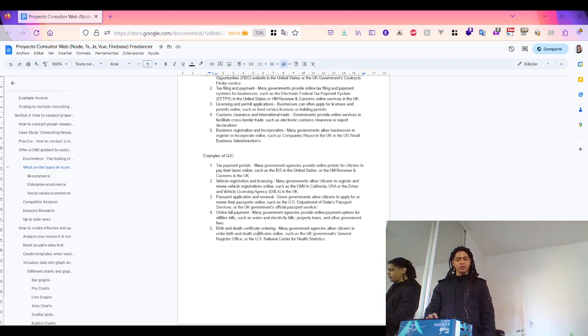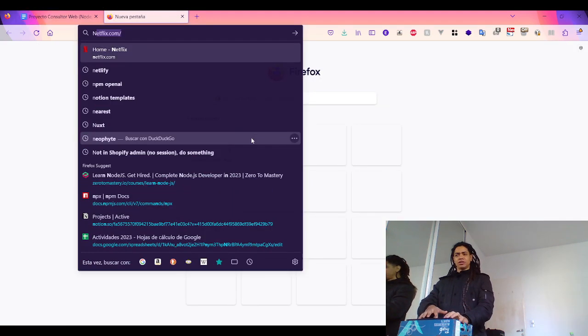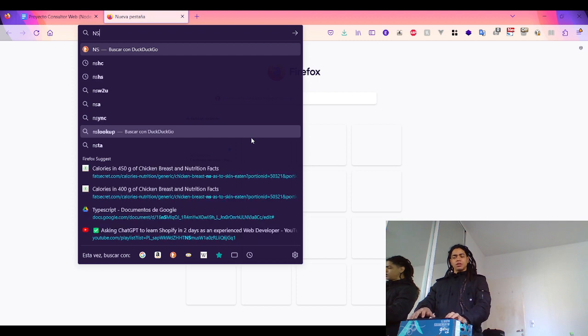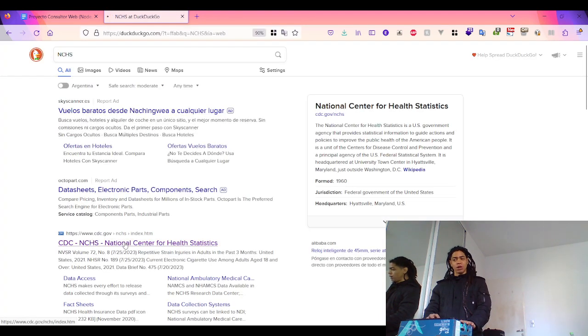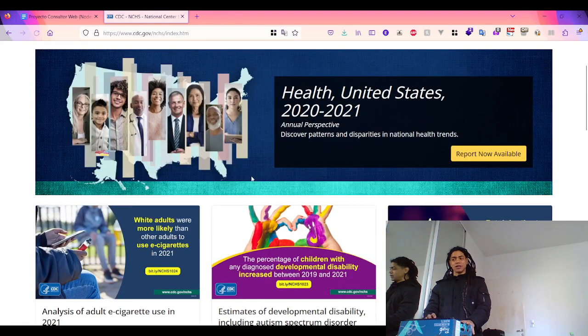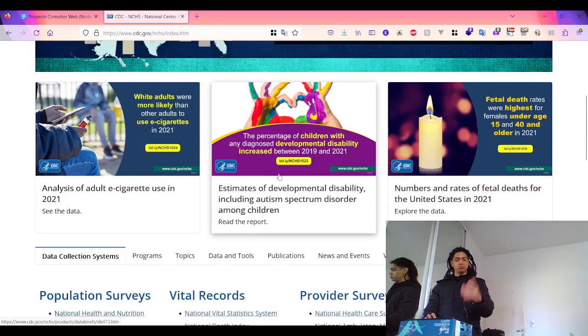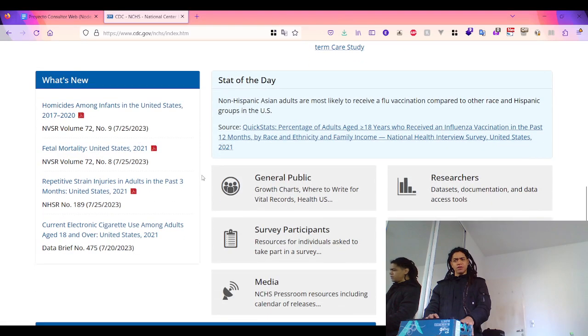This is something very interesting because places like the National Center for Health Statistics in the US, or the UK General Register Office, are where you can see this kind of data. The National Center for Health Statistics is a very interesting website from the US, founded in 1960, where they show you health statistics. It's very, very interesting, by the way.